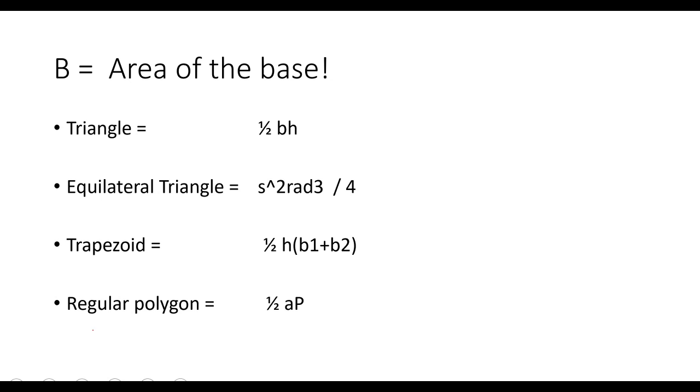First thing you need to understand is that we have big B. This is the area of the base of whatever shape is considered the base. That could be a triangle, an equilateral triangle, a trapezoid, or any regular polygon, like a hexagon or an octagon. We've found out how to find the area of all these different shapes.